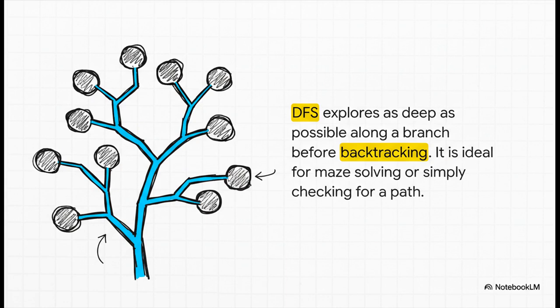Then you've got depth first search, and DFS is the total opposite. It's the bold, adventurous explorer. It picks one path and just goes. It dives as deep as it possibly can down that one route. When it finally hits a dead end, it backtracks just enough to try the next unexplored path and dives deep again. This approach is perfect for things like, well, actually solving a maze, or just figuring out if a path between 2 points even exists.